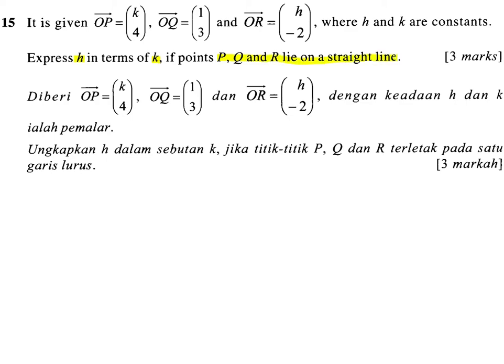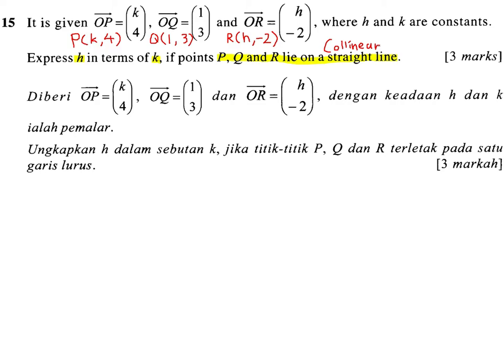It means collinear. So firstly, if collinear, it means the vectors that you can get from either point P, Q, or R must be parallel, right? Point P will give you (k, 4), right? Vector OQ will give you the coordinate of point Q, which gives you (1, 3), right? And lastly, vector OR will give you the coordinate of point R, (h, -2).